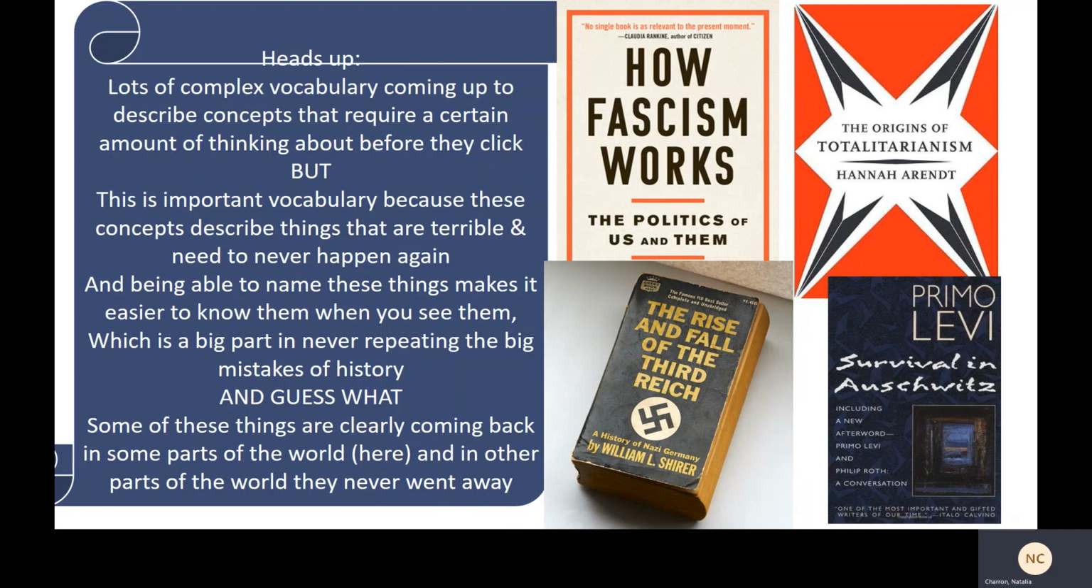Totalitarianism, likewise, is a form of rule. It's a way that governments use their power that involves taking full power over people's private lives and thoughts to make sure that they're following the state ideology. It is antithetical to human rights.